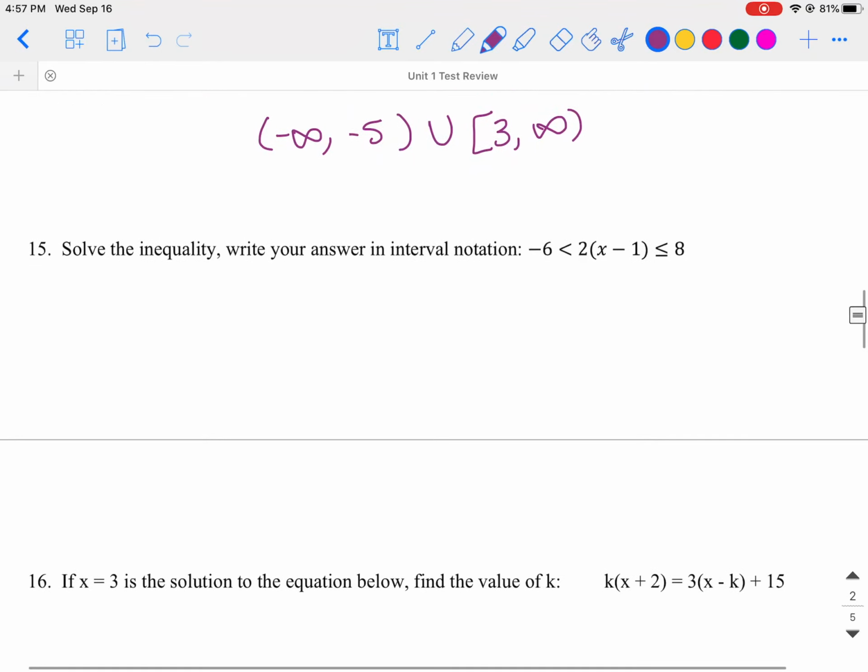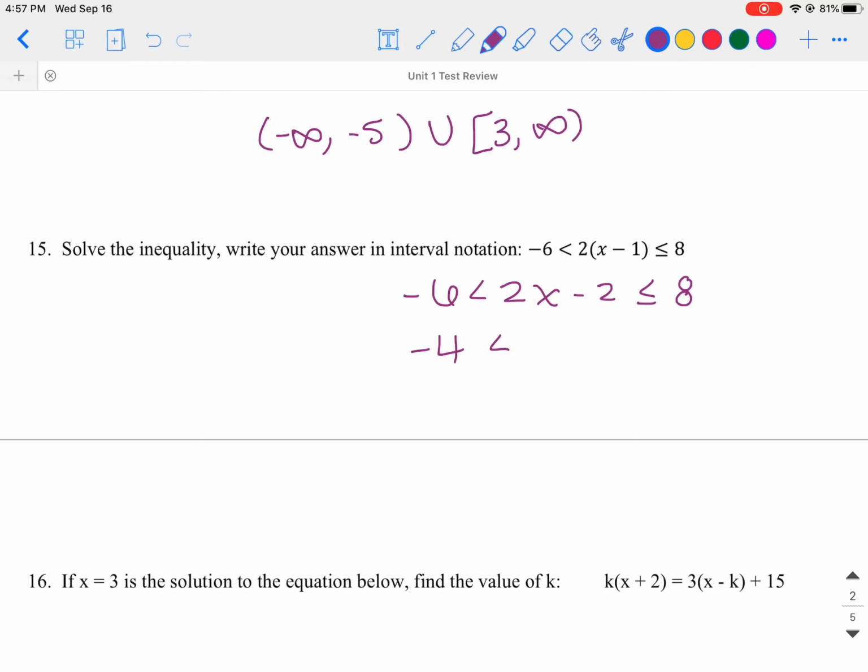We have another inequality that we have to solve and put into interval notation. So distribute in the middle, you would have 2x minus 2. Add 2 on both ends, you would have -4, 2x, and 10. Divide everything by 2, so you'd have -2, x, and 5. So this interval starts at -2, it stops at 5. -2 does not have the equal sign, so it's a parenthesis. 5 does, so it's a bracket.